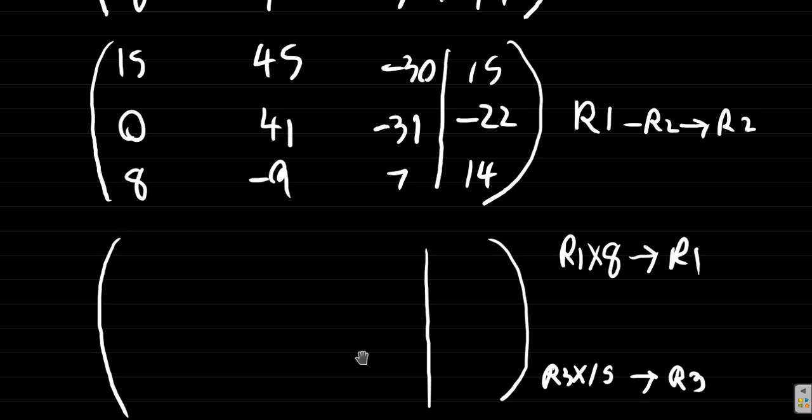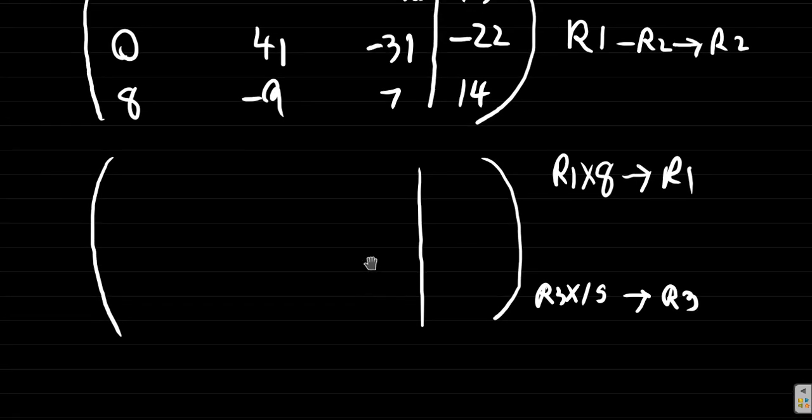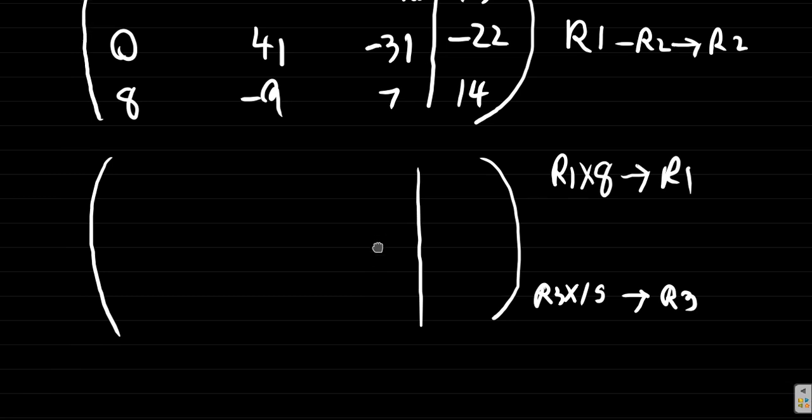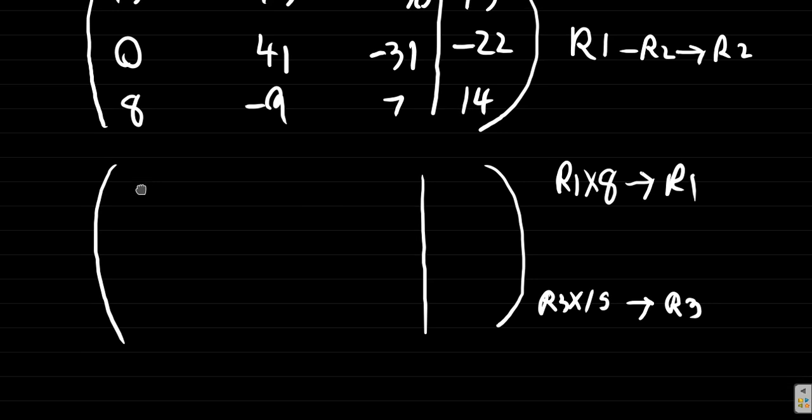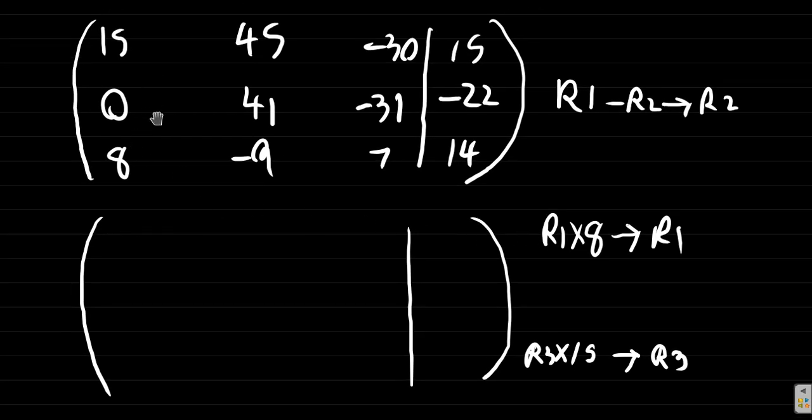Alright? So we can always multiply a row by a number. Each row is an equation, you know. For example, this is 15x plus 45y minus 30z equals 15. This is 0x plus 41y minus 31z equals negative 22. And this is 8x minus 9y plus 7z equals 14. You have to remember that. Now, row 1 times 8. What is 15 multiplied by 8? You multiply each item in row 1 times 8.